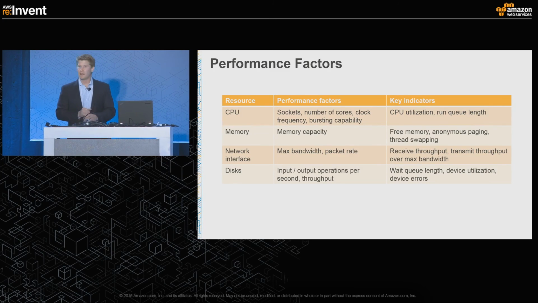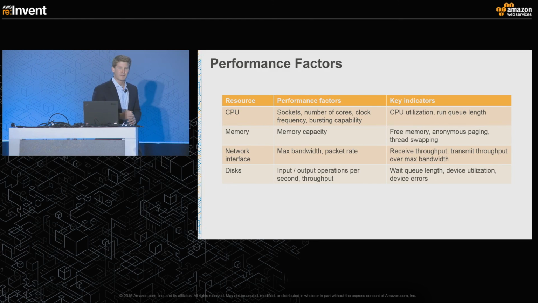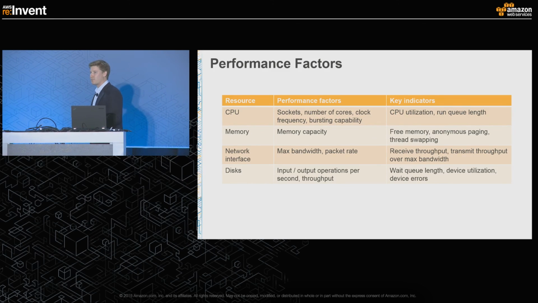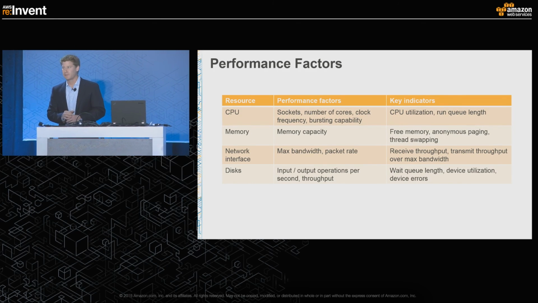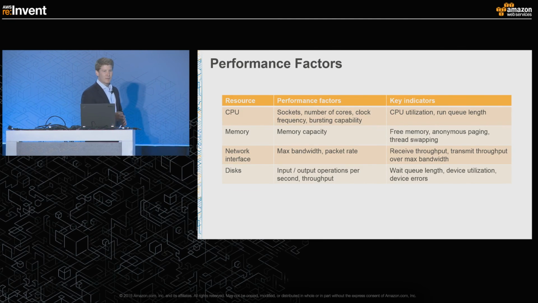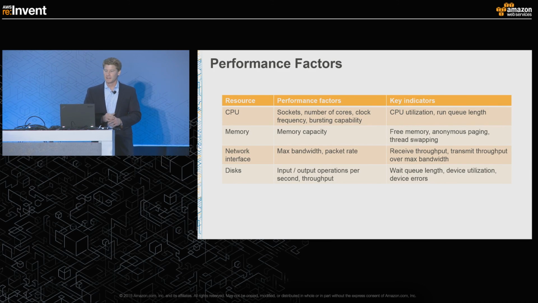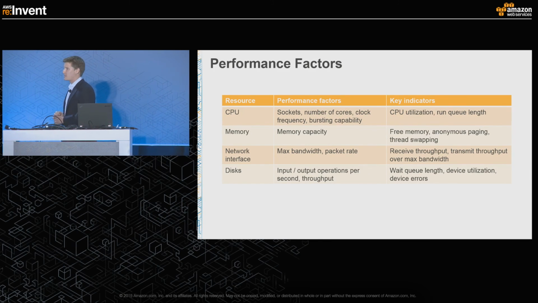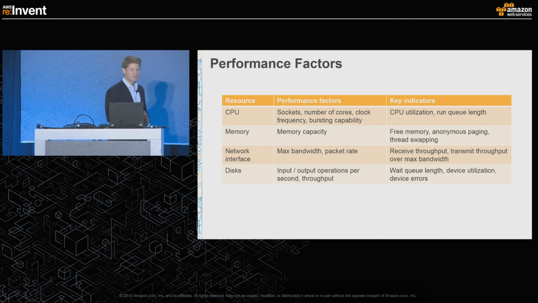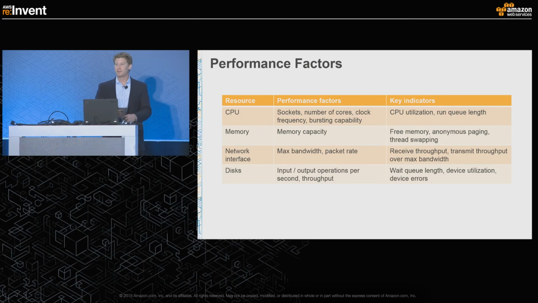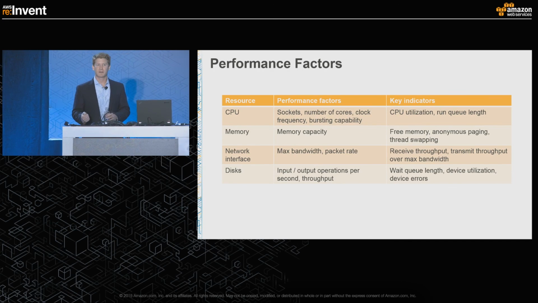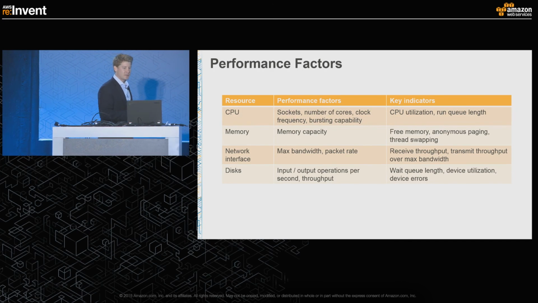When you're talking about network, you look at the max bandwidth that your network interface can produce, its packet rate, and you're considering receive and transmit throughput over that capability as how fully that resource is utilized. And with disks, you've got input-output operations per second, or IOPS, and throughput. And again, the device can get saturated, so you may have a wait queue length, and you're looking at device utilization and also device errors. And so your application can get bottlenecked on any one of these things, and getting the most out of each of the resources is important, so you can first understand where the bottlenecks are, and then choose the right instance type.